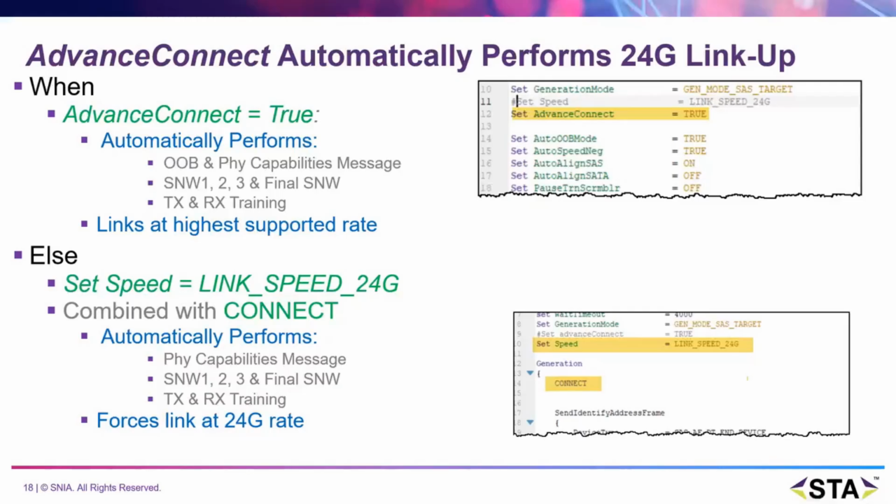Advanced Connection automates 24 gig link bring-up sequences, including speed negotiation windows stages, and training. There is also a manual connection option which allows customization of each phase, offering granular control over link negotiation and PHY capabilities. This enables users to test their equipment as if they were connecting to a device that may not be available to the validation team.